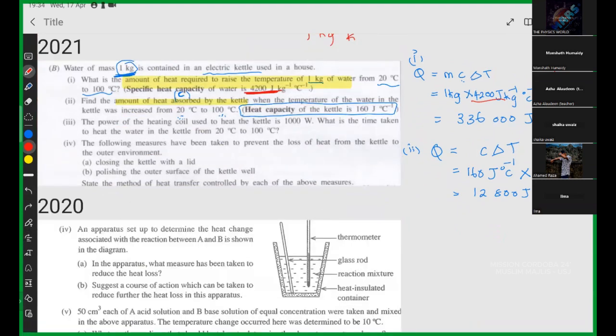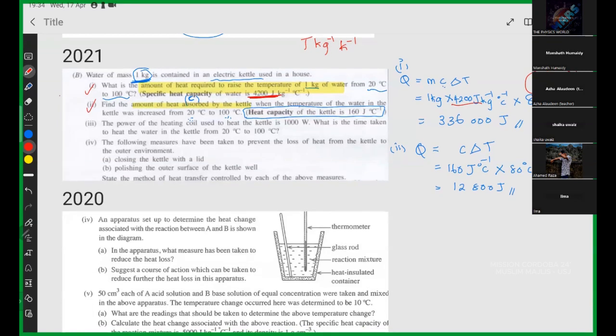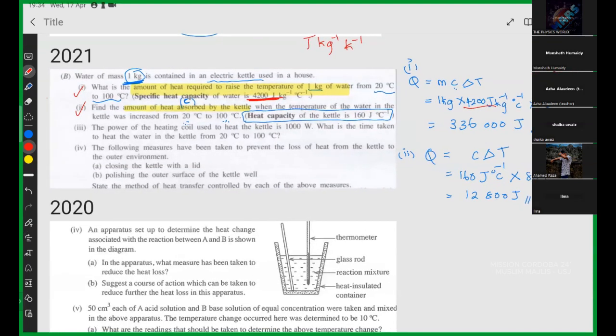First and second is fine. I hope you all understood the difference between the first and second question also. We'll move to the third one.